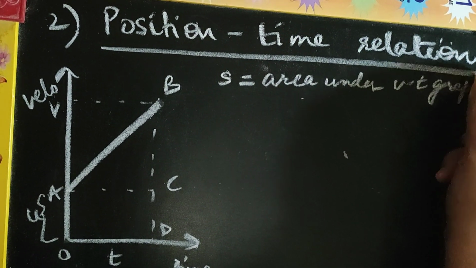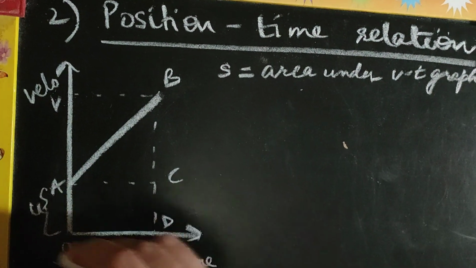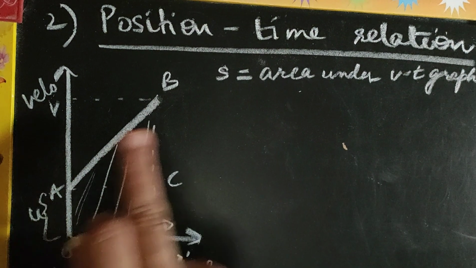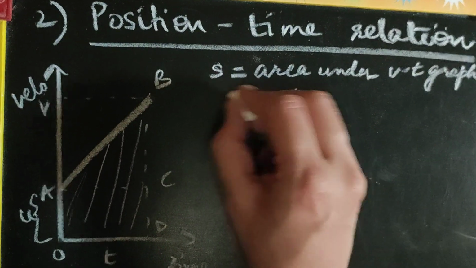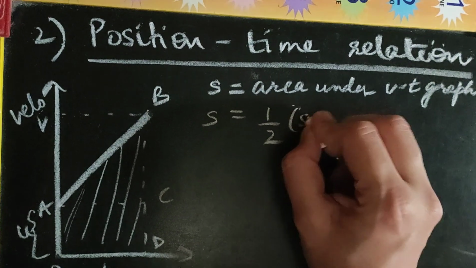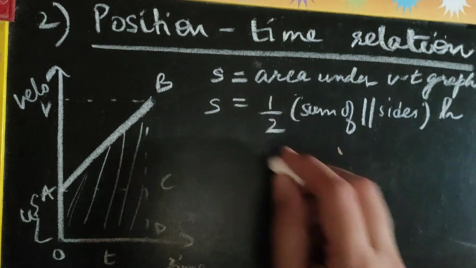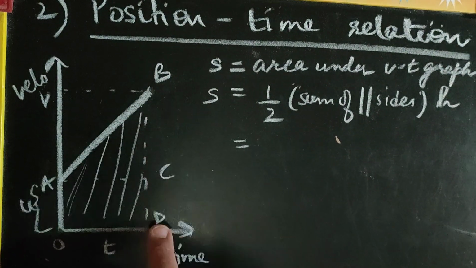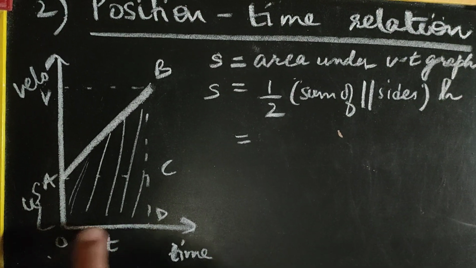Questions based on this concept we have already done in the previous classes. So, area under the VT graph. In this case, you can see the area intercepted by this line AB of the graph is a trapezium. So we'll write the area under the VT graph in this case as the area of this trapezium. The formula for the area of the trapezium is half sum of parallel sides into height. In case of this trapezium, these are the two parallel sides, OA and BD. These are the two parallel sides, and the height is this distance between these parallel sides.